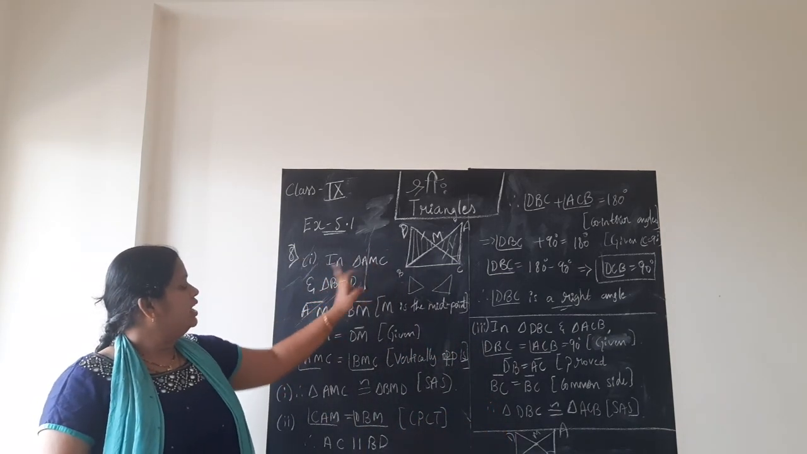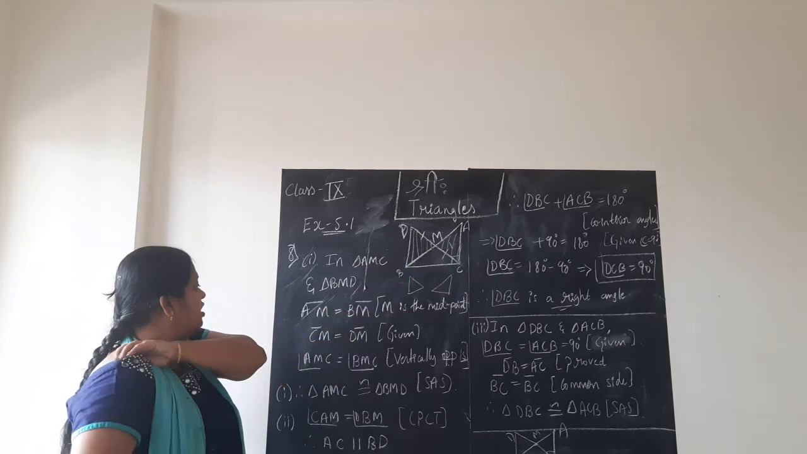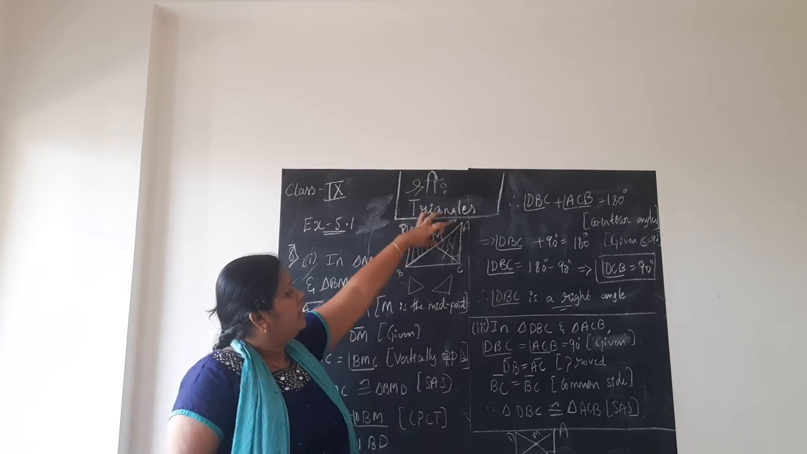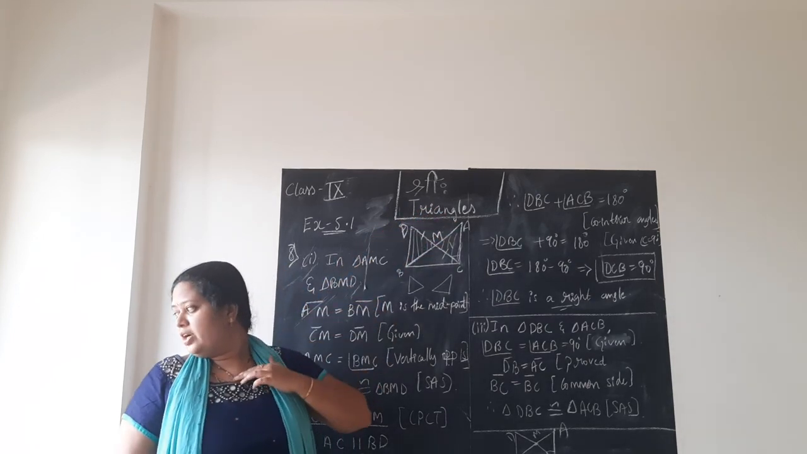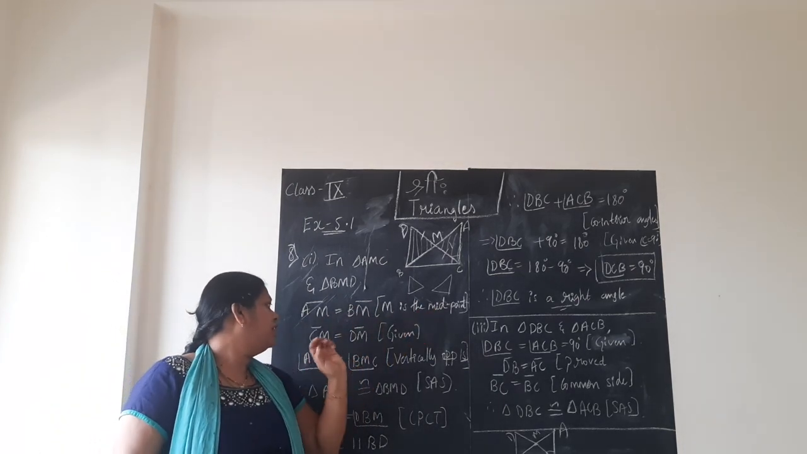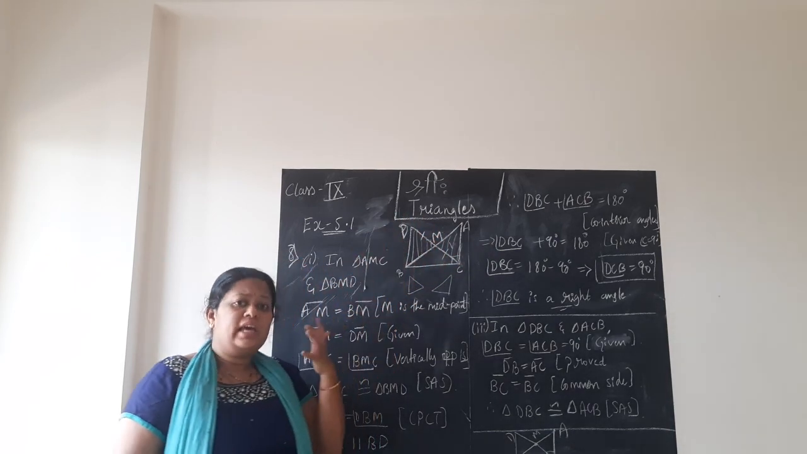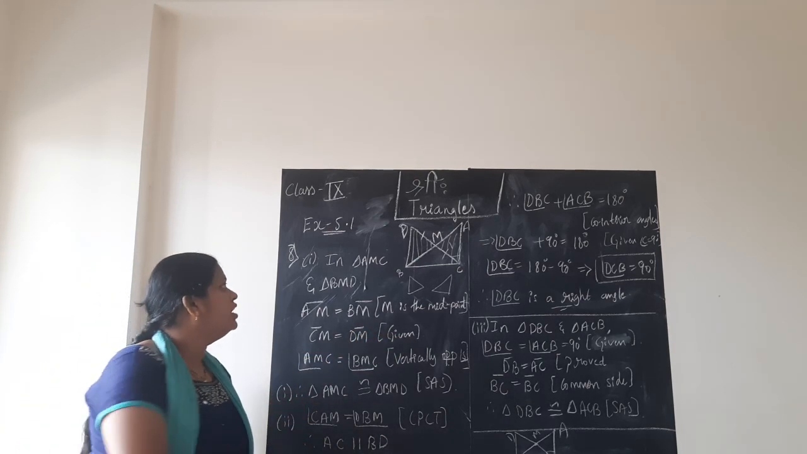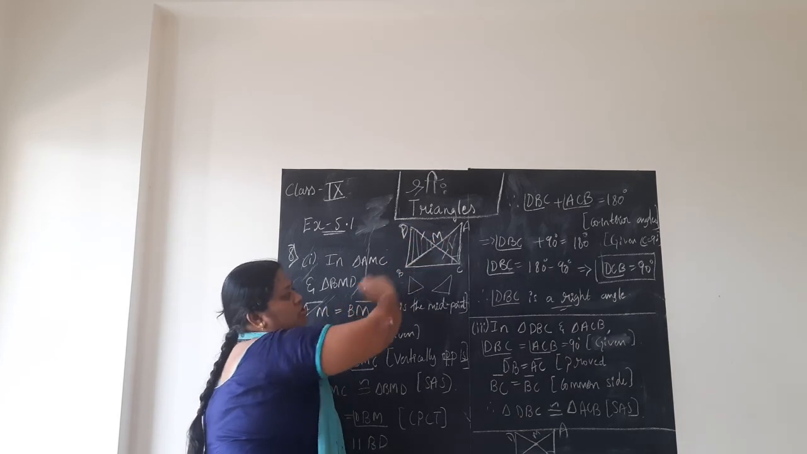In triangle AMC and triangle BMD, in these two triangles, children, AM is equal to BM. Why? Because they said the midpoint M is on the hypotenuse. So AM equals BM, because M is the midpoint. Similarly, CM is also equal to DM. Why? They have said again, it is given CM is equal to DM. And if you look, children, M is the common angle for these two triangles.